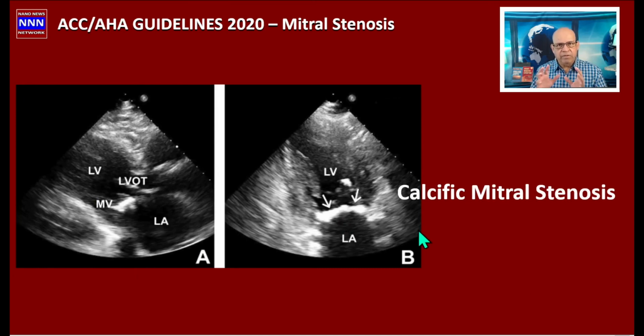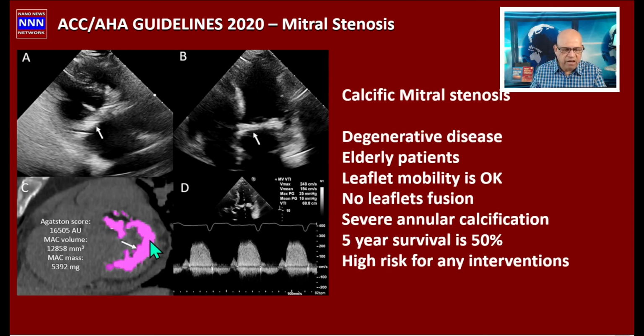Let's talk a couple of words about calcified mitral stenosis, which is seen in elderly patients like in the late 70s or 80s who have very heavy calcification of the mitral annulus, the mitral leaflets, and even the chordae. There's heavy calcification. It's called MAC. If you do a CT of the mitral annulus for calcium score, here you can see 16,505 Agatston units. That's a pretty high amount of calcium in the mitral annulus.